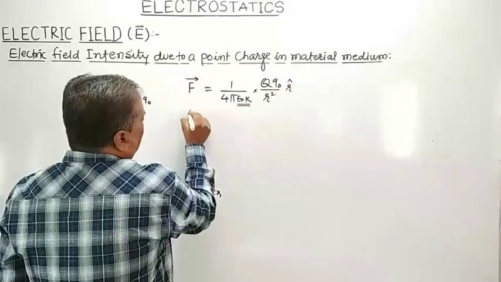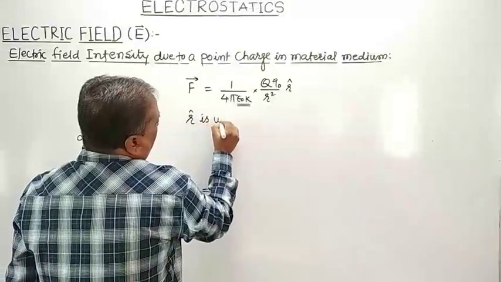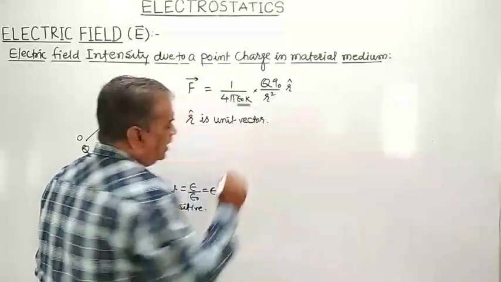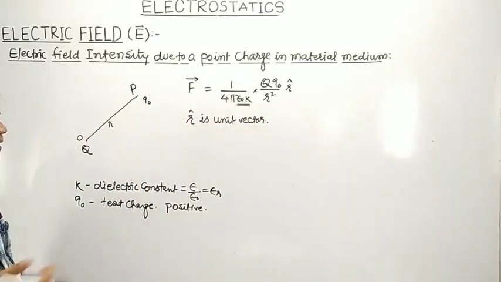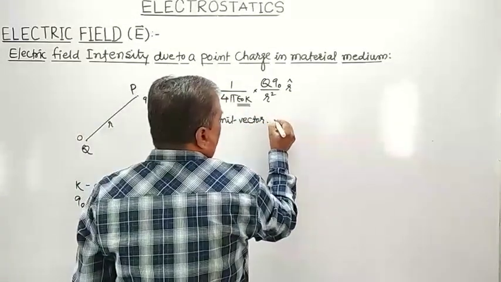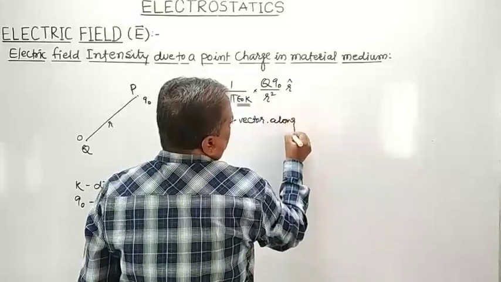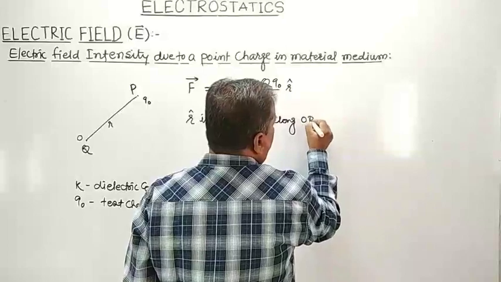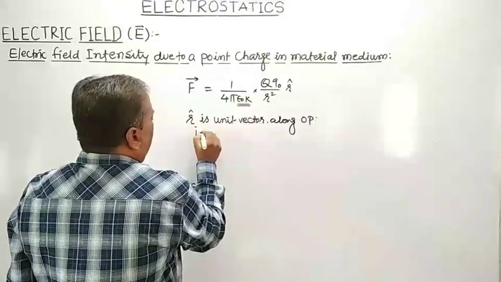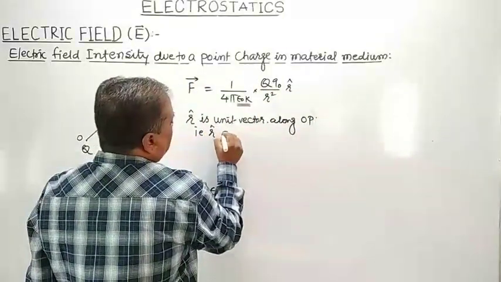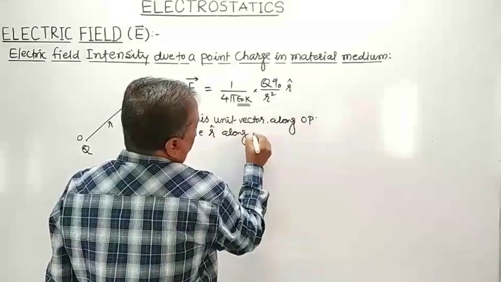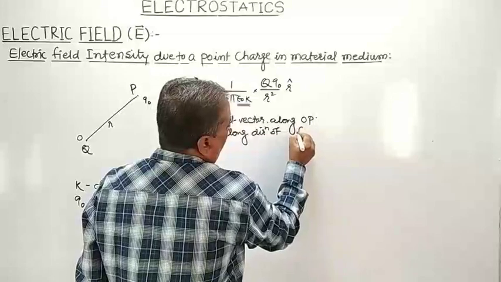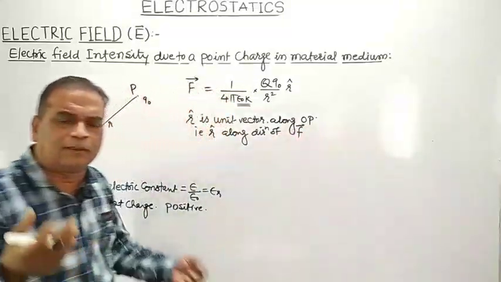Here r cap is what? R cap is a unit vector. It acts along OP, that is, r cap acts along the direction of the Coulombian force.